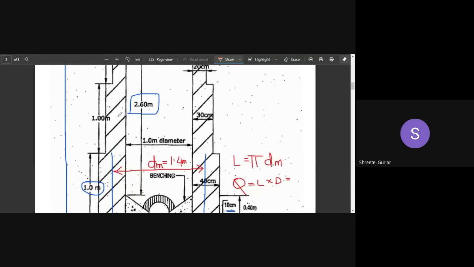Now moving on to second step. So from here up to here. So what is the mean diameter here? It will be, this way is 15 centimeters, right? 15 centimeters plus 100 plus 15. So it will be 1.3 meters. Similarly, we will calculate L and then we will calculate the total quantity.